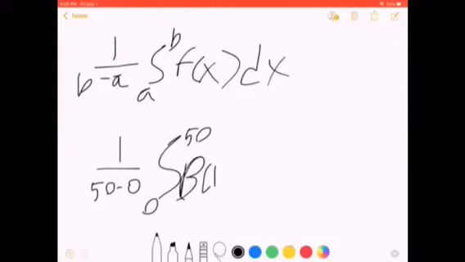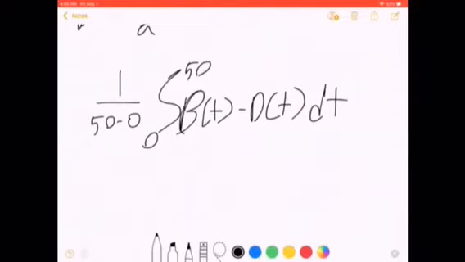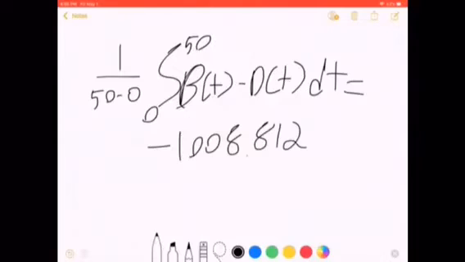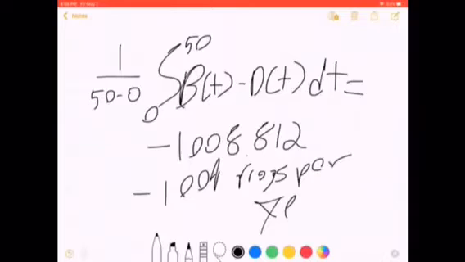b of t minus d of t dt. And you plug this into your calculator with the original two equations, the birth rate and the death rate, subtracted from each other. And you get negative 1008.812, which you round to the nearest whole number. It's negative 1009 frogs per year.